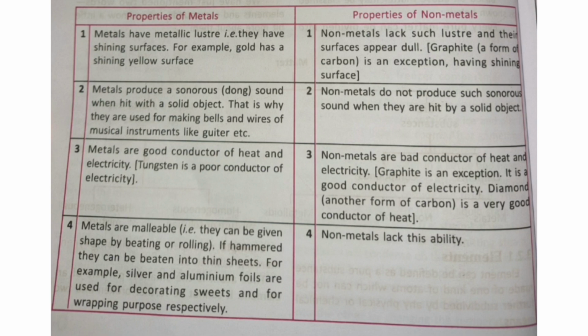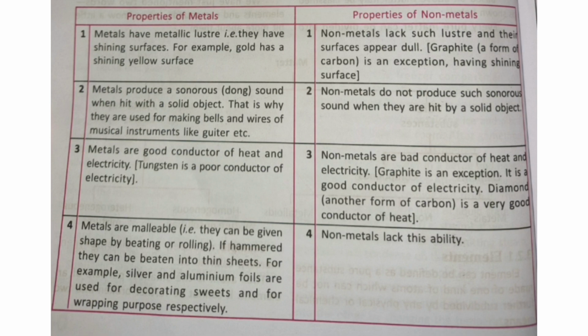The first one: metals have metallic luster, that means they are shining. They have a shining surface. For example, gold has a shining yellow surface, right? Non-metals lack this, so their luster is not that good and their surfaces appear dull. But graphite, which is a form of carbon, is an exception because it is also shiny. It has a shining surface.